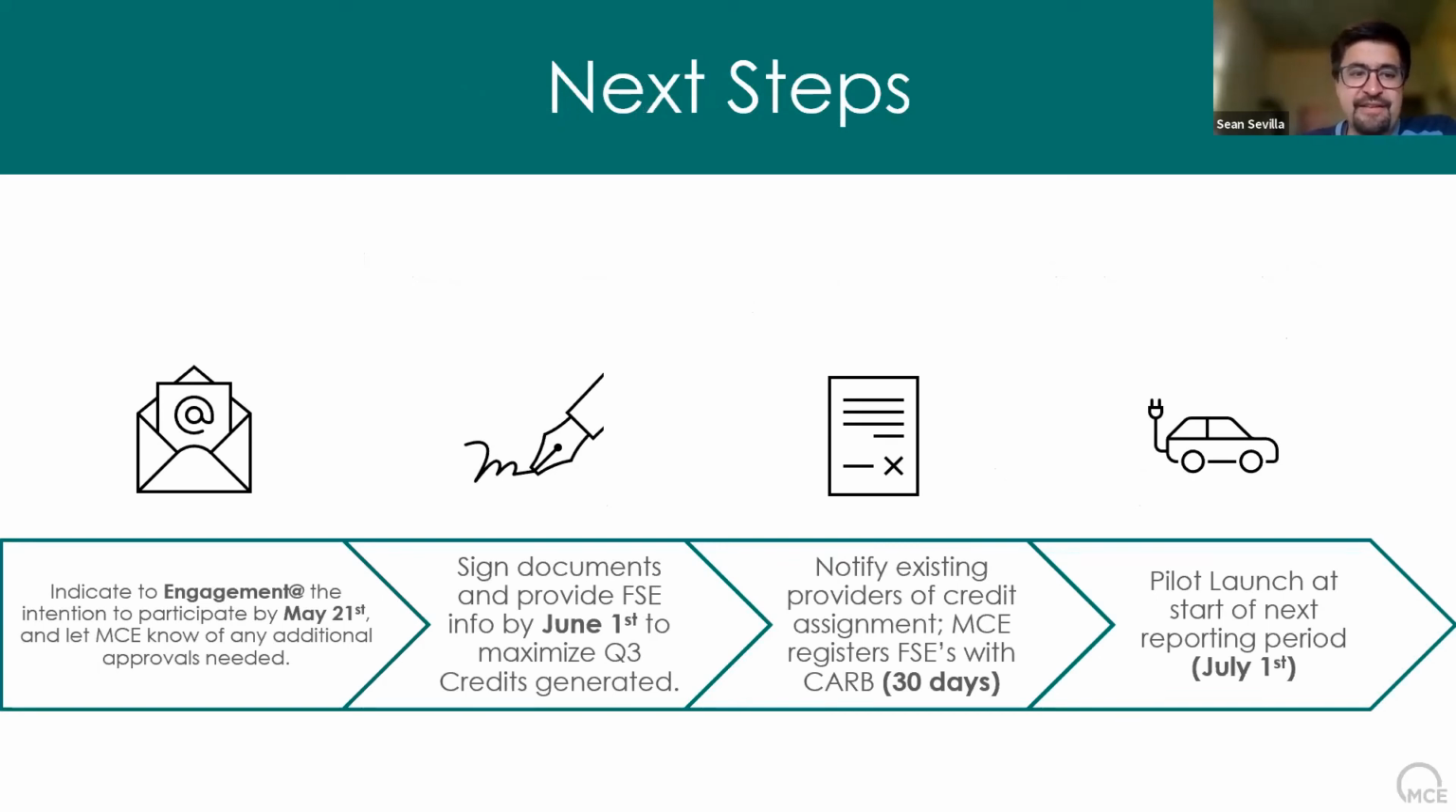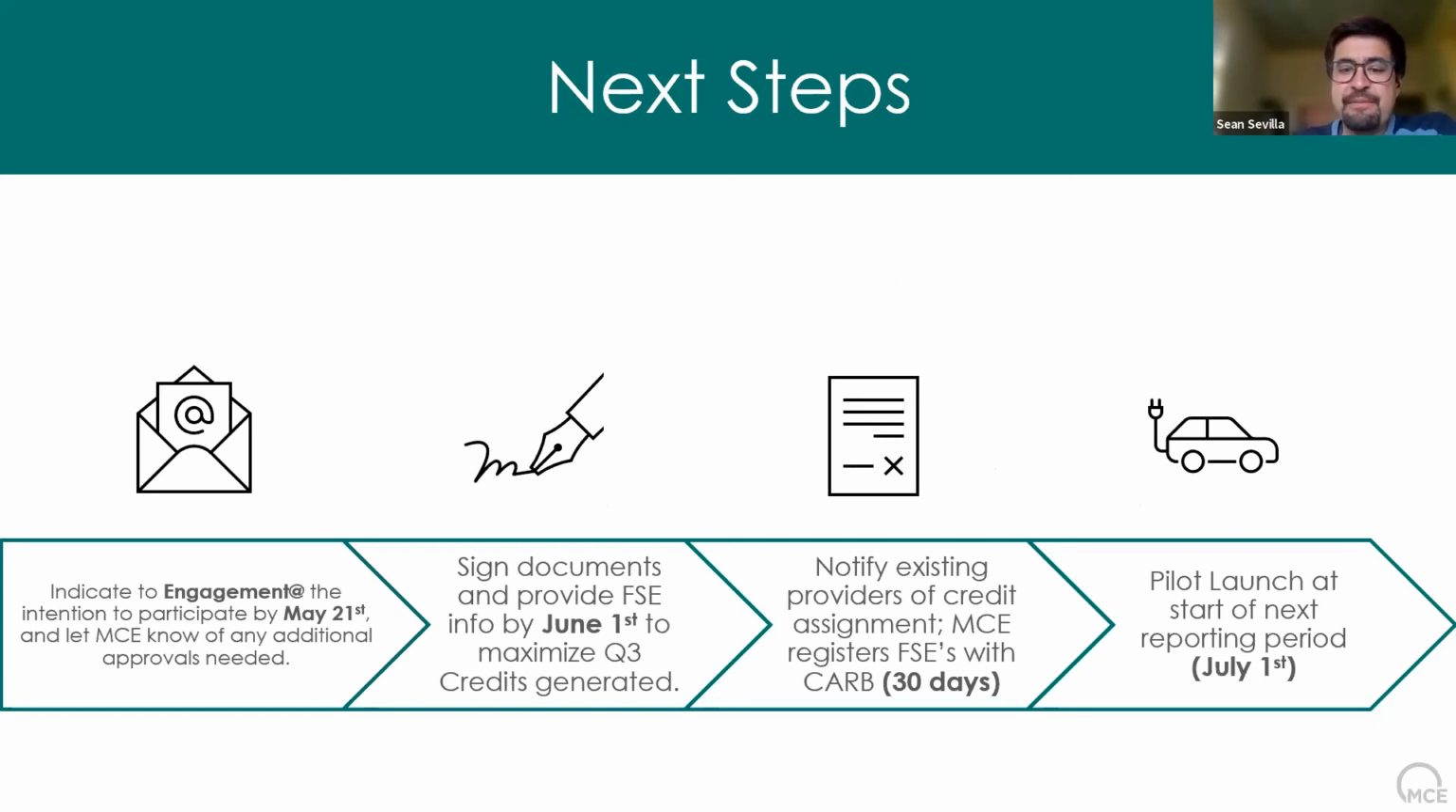And so to participate, we're asking that you reach out to engagement@mcecleanenergy.org with the intention to participate and let MCE know of any additional approvals your organization may need before you participate. Then please review the documents provided and provide your fuel supply equipment information by June 1st to maximize the credits you can generate in the third quarter of 2021.